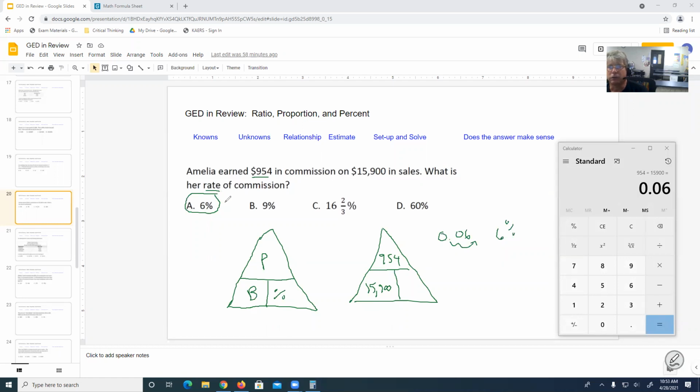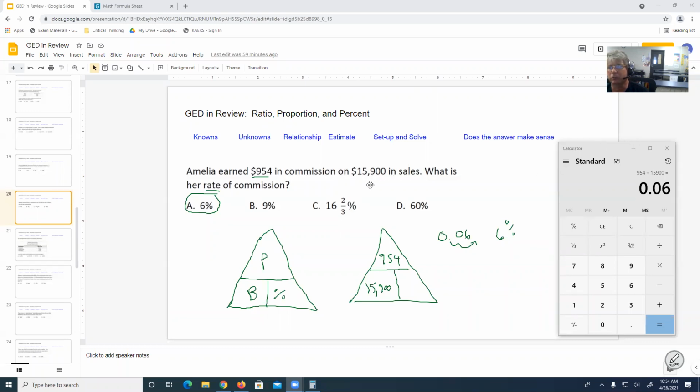So again, some clues here are, we have some knowns, but really what helped me out is the answers were in percents. So it told me I could maybe try to use my percent model to strategize to solve this problem. The estimate, again, really doesn't help me a whole lot here because I'm just not really good with fractions and decimals, so I have to kind of trust my setup and solving.